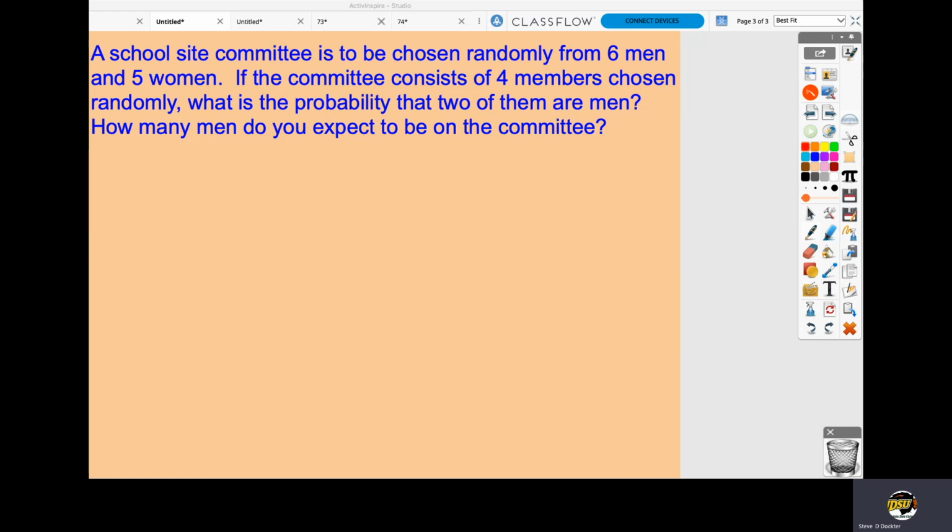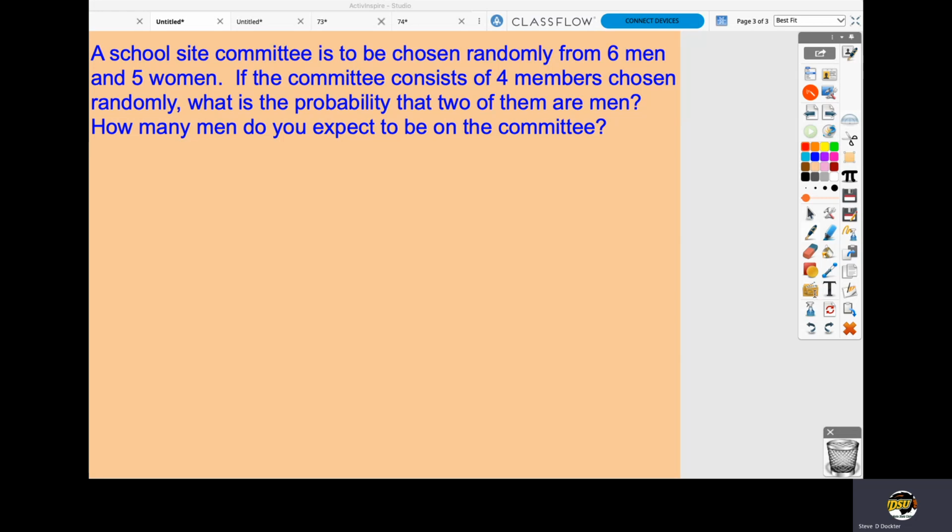Now, how you type this in: the first line is population size. What is our total population for this? How many total people do we have that could be chosen here? We would have 11, right?